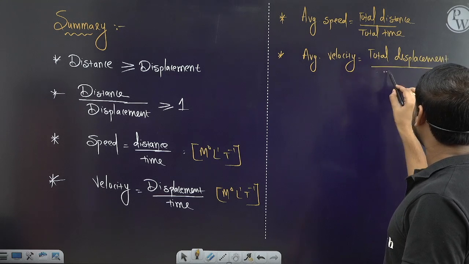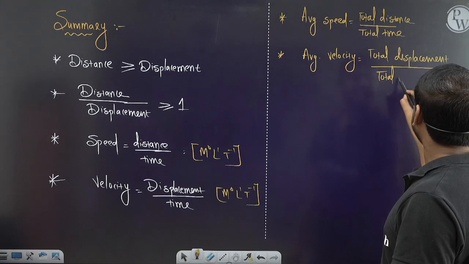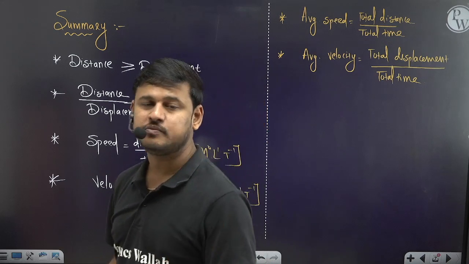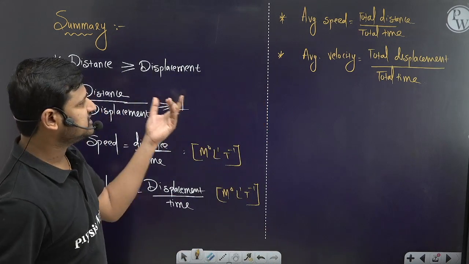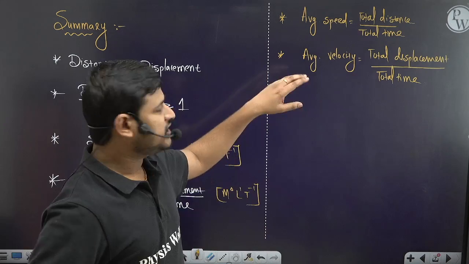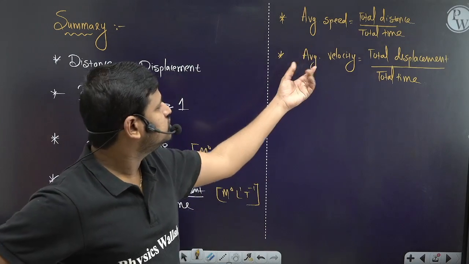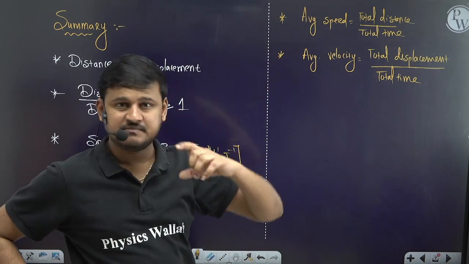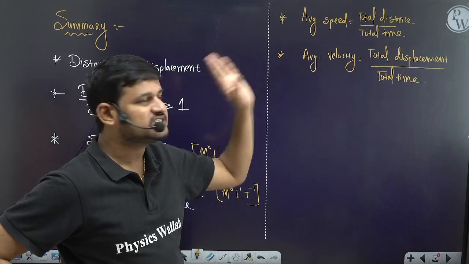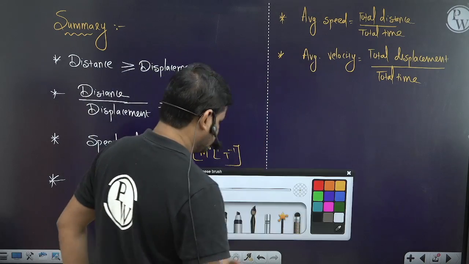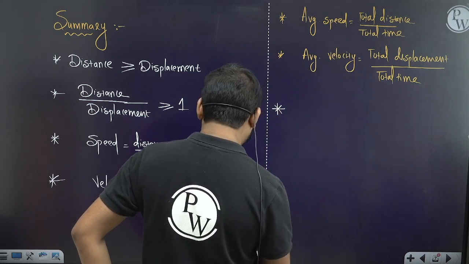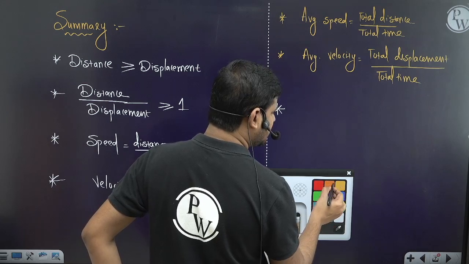We also know that the displacement can be 0, positive or negative, but the distance is always positive. As the displacement can be 0, the average velocity can also be 0, but average speed can never be 0, because the distance can never be 0, right? Here are the important cases we have seen. What are the different important cases that we studied?